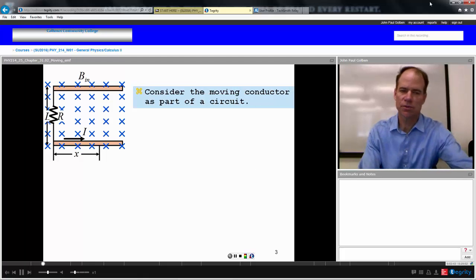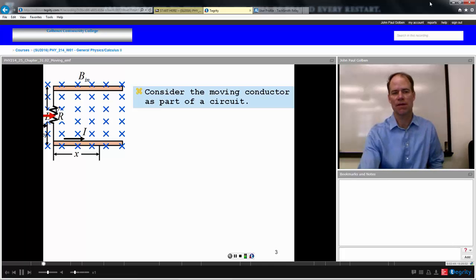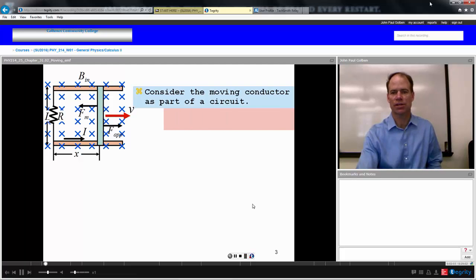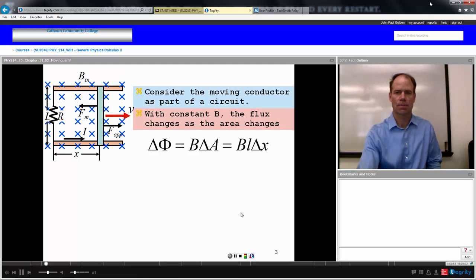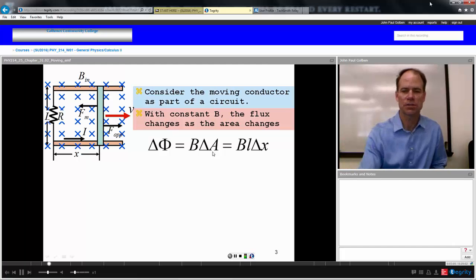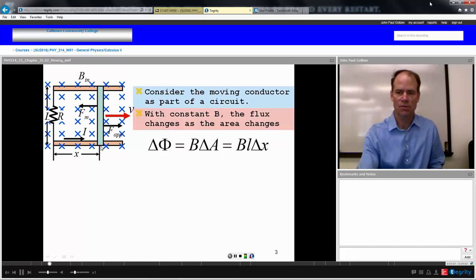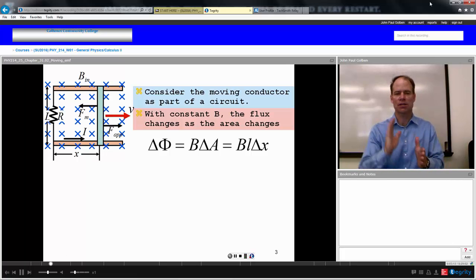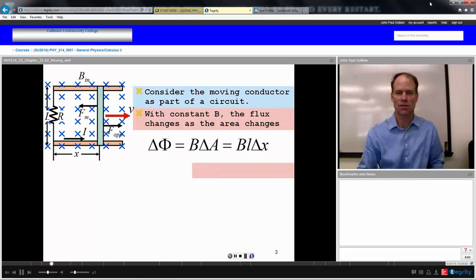Consider a similar situation where we have some rails and a conductor moving along these rails with a resistance over here. And so we have a closed circuit here. If this conductor is moving to the right, then there's going to be a change in flux through this closed loop, equal to the field times the change in area, which will be equal to the length of this conductor times the change in x, because that will be our change in area as far as a rectangle goes.